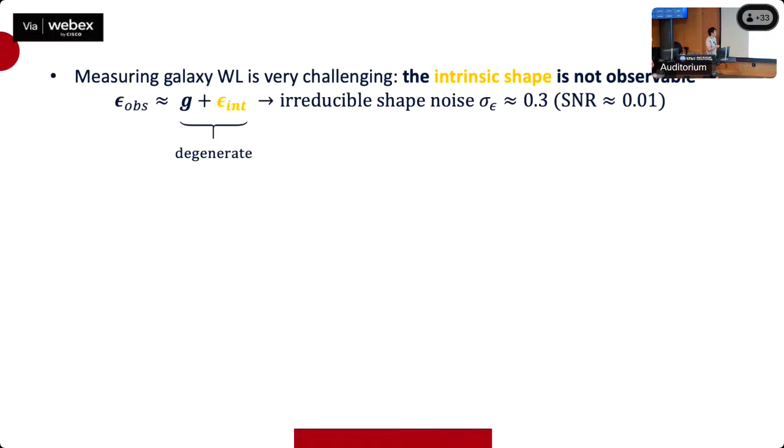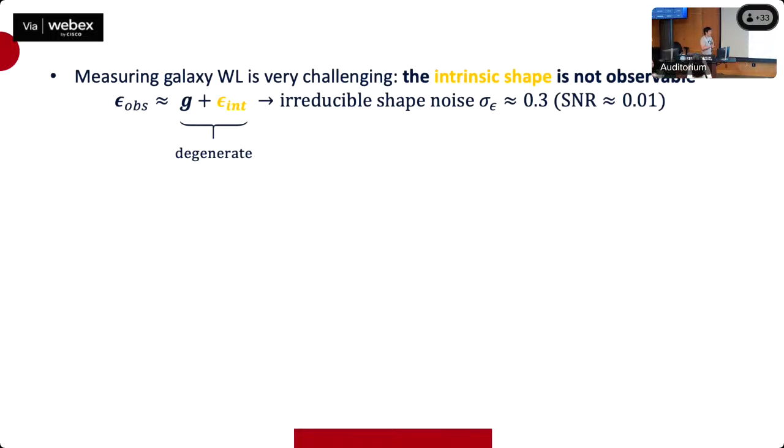And those cosmic shear and intrinsic shape are degenerate together. We can assume that the intrinsic shape is randomly distributed, but it's not. This will introduce a shape noise on the order of 0.3 per galaxy, and typical shear for weak lensing is on the order of 0.01. That means for each single galaxy, we have an SNR of about a percent level measurement.